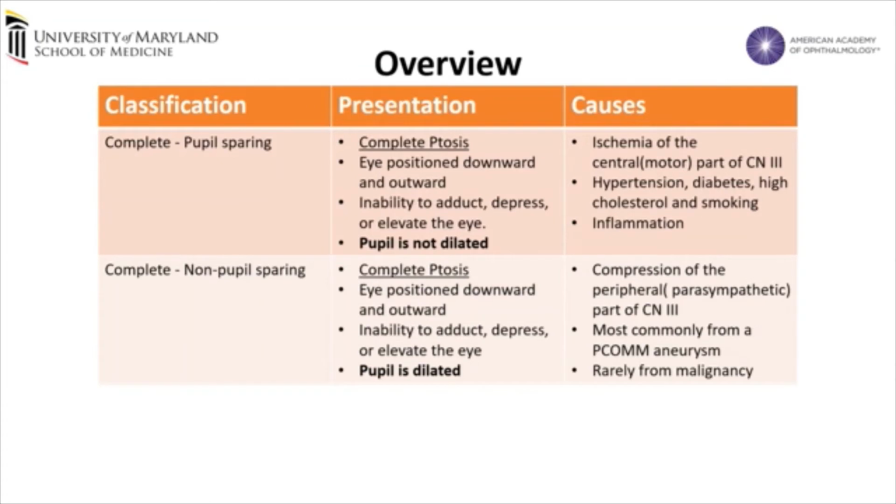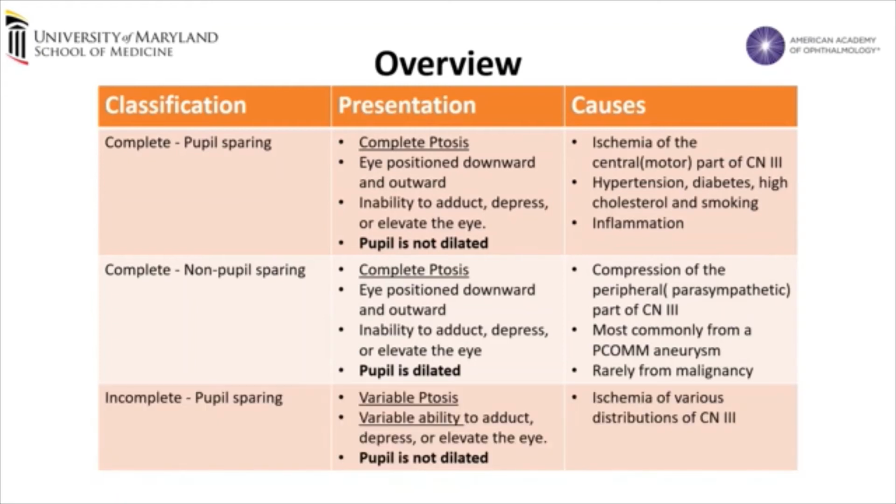A complete non-pupil-sparing palsy will present with the same features as a complete pupil-sparing palsy, but instead the pupil is dilated. This presentation occurs due to compression of the peripheral part of cranial nerve 3, most commonly from a posterior communicating artery aneurysm and rarely from a malignancy. Incomplete palsies are generally pupil-sparing. They present with variable limitation of the affected extraocular muscles with variable drooping of the eyelids. This presentation occurs due to ischemia of various distributions of cranial nerve 3.